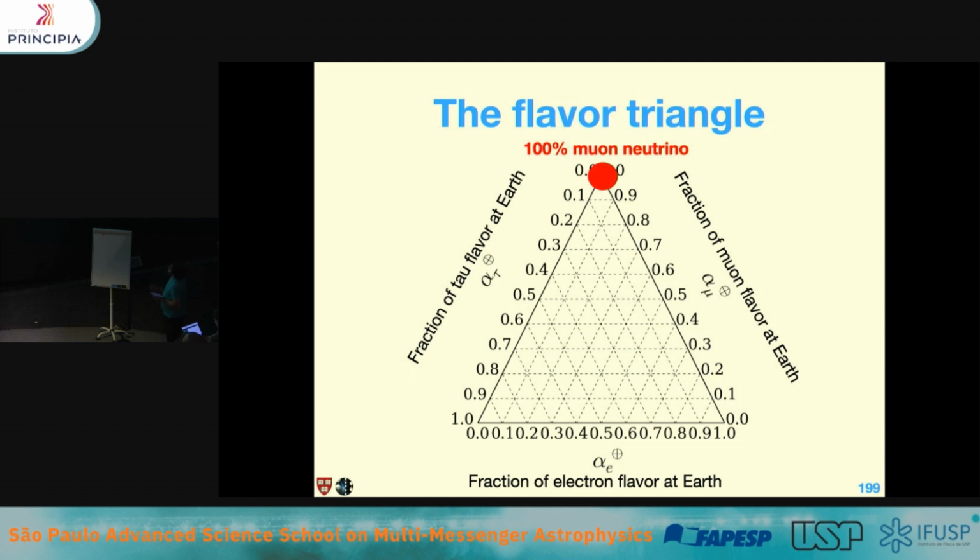And so if you are here in the top, that means you are 100% muon neutrino, 0% tau neutrino, and also 0% electron neutrino. If you are in this corner here, then you are 0% muon neutrino, 0% tau neutrino, and 100% electron neutrino. And if you are here, that means you're 100% tau neutrino and 0 of the others.